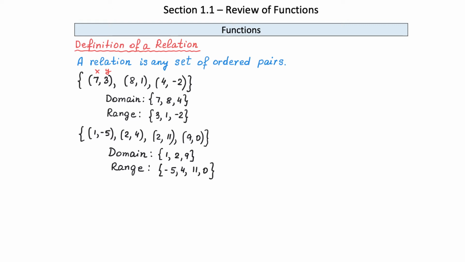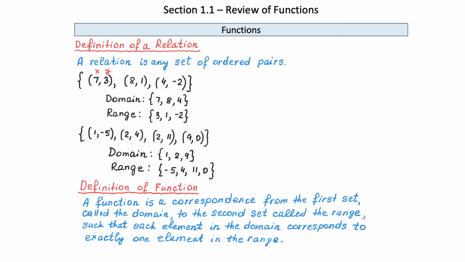Now, let's talk about functions, and let's see what functions have to do with these relations. A function is a correspondence from the first set, called the domain, to the second set, called the range, such that each element from the domain corresponds to exactly one element in the range. So, this definition tells us that a function is a relation that has specific conditions. And that is that each number from the domain has to correspond to exactly one number in the range.